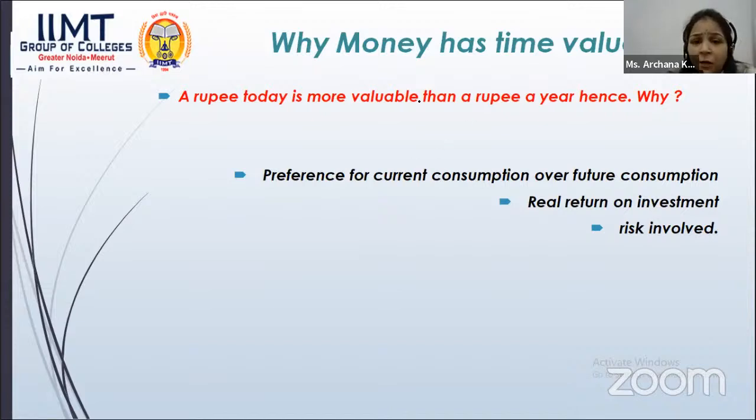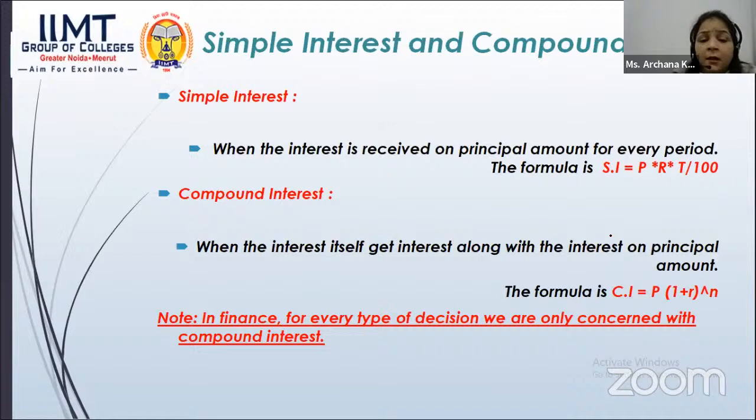Why does money have time value? This is the question. I've already discussed that money has time value because the current amount could be utilized for current consumption. Number two, it could be utilized for making investments so that you can earn real return. And number three, you can cover up your risk also. Next is simple interest and compound interest.